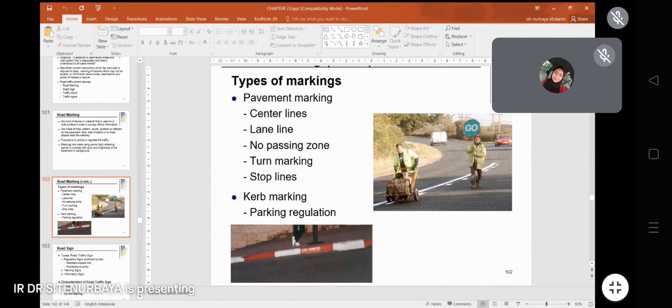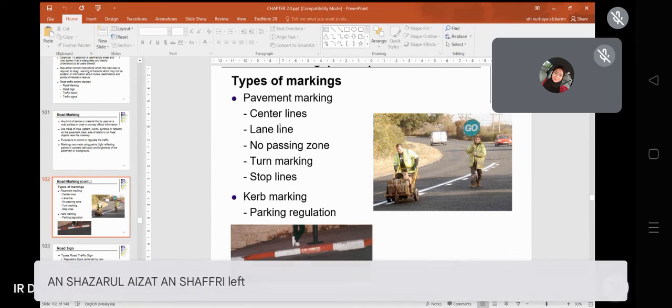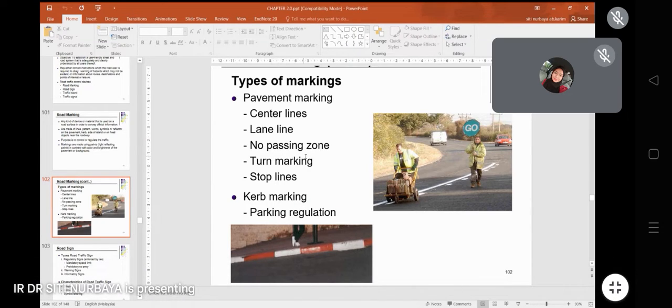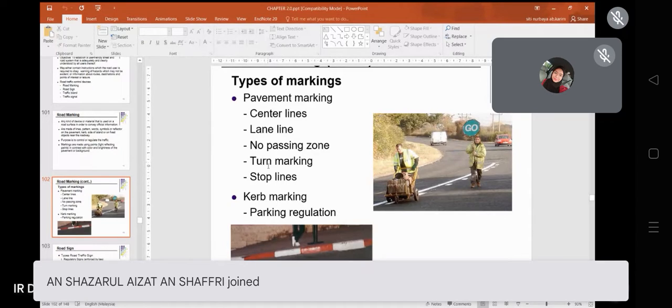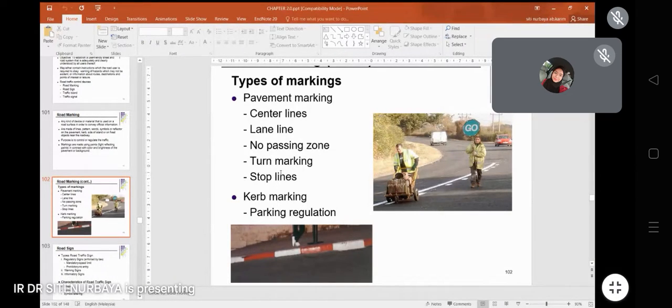Okay, dan pavement marking can be in the form of center lines, the lane line, no passing zone ataupun no crossing zone, turn marking, can be juga U-turn marking, kan? Turn marking ni can be either left or right turn. Right turn marking. And kita ada satu lagi U-turn marking. And then kita ada stop lines. Lepas tu untuk the curb marking, kita consider it most likely for parking regulation.